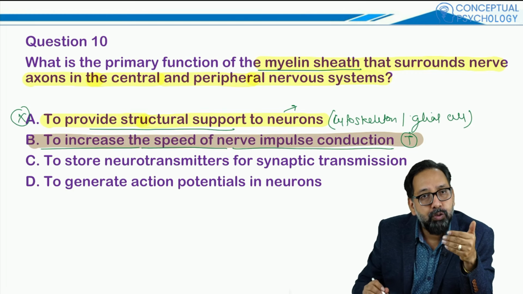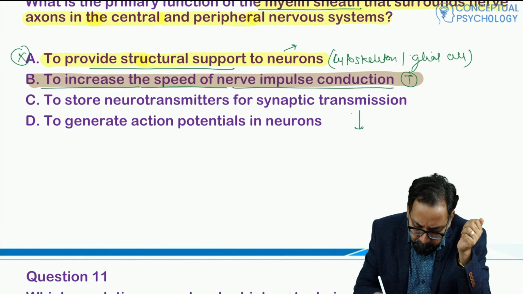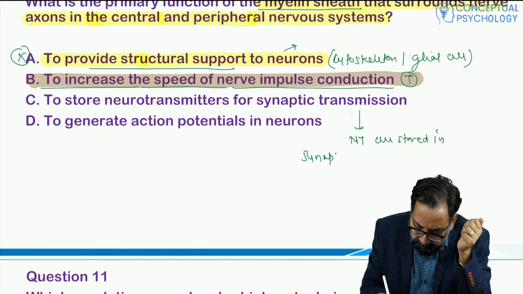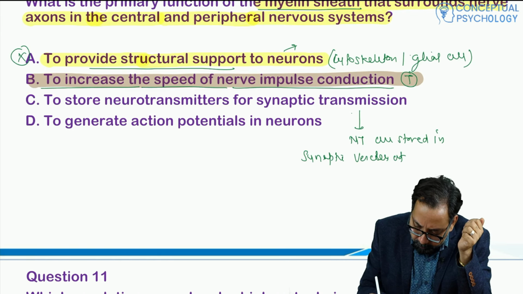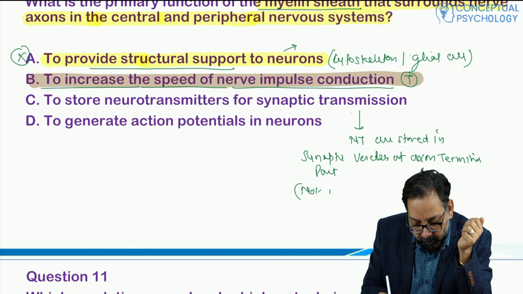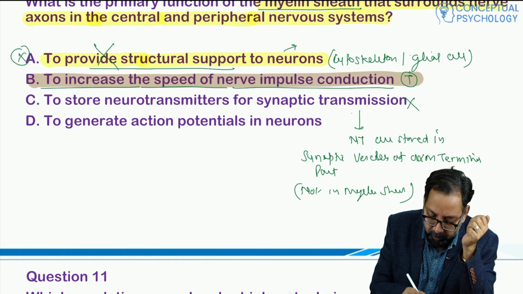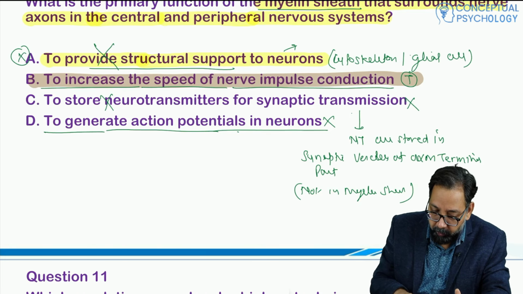Other option, to store neurotransmitter for synaptic transmission. We found that neurotransmitters are stored in synaptic vesicles at the axon terminal part, not in the myelin sheath. So this is ruled out. To generate action potential in neurons, this is not the function of myelin sheath.